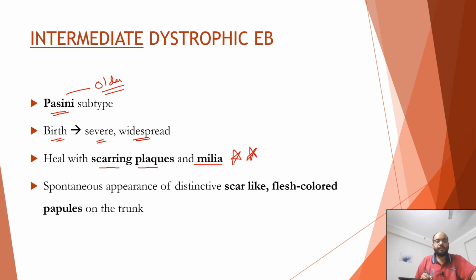Now when these blisters heal, you have spontaneous appearance of distinctive scar-like flesh-colored papules on the trunk. Initially, these were considered as pathognomonic of dystrophic EB. That if you see these kind of scar-like flesh-colored papules on the trunk, you're dealing with a child with dystrophic EB. But it has been found that in other subtypes of EB, you can also have these features. So it is no longer considered as a pathognomonic sign of dystrophic EB. Let's move forward.